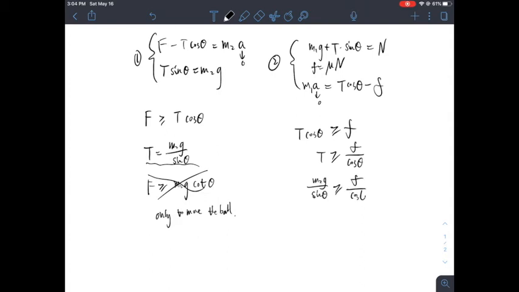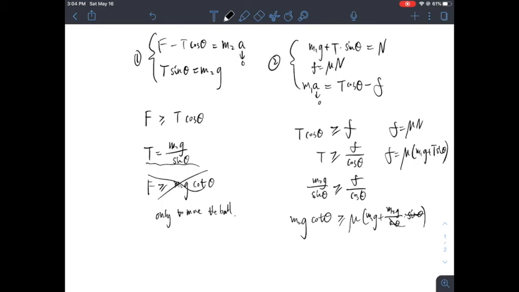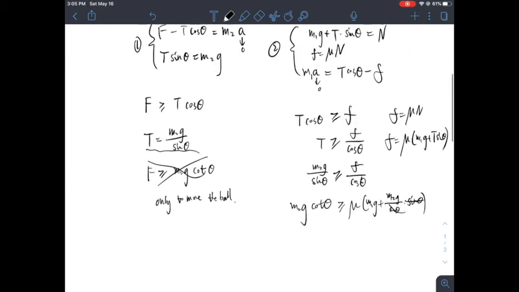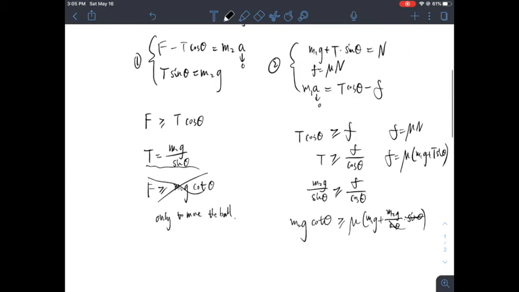Then we know T is equal to m2g divided by sine theta. This is still true. So we plug them back in. And we know f equal to mu times N. And we know the expression for N, we just plug it back in. Then we can plug the f equation back into our inequality. We have m2g times cotangent theta. We multiply both sides by cosine theta is equal to mu times m1g plus T, where T will be equal to m2g divided by sine theta again times sine theta. Sine theta cancels out.